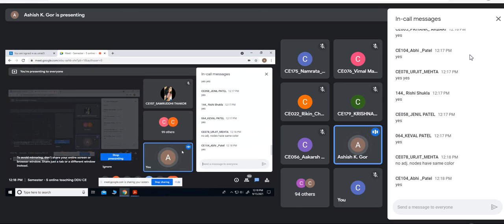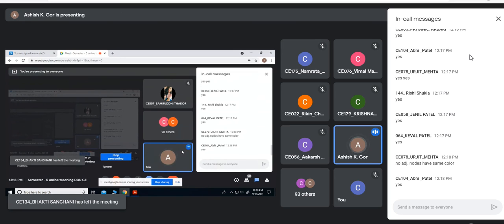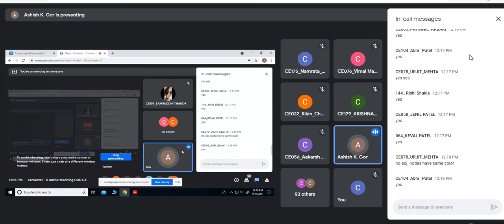Yes, Urjit is saying correct. No adjacent nodes should have the same color. Two adjacent nodes of a graph cannot have the same color. Okay, Urjit, which concept have you applied to solve the graph coloring problem? I mean, which algorithm design strategy did you apply to get the solution of graph coloring? No one? Dynamic programming, greedy, which one? I am asking about that. Algorithm design strategy means DP, greedy, branch and bound, which one?